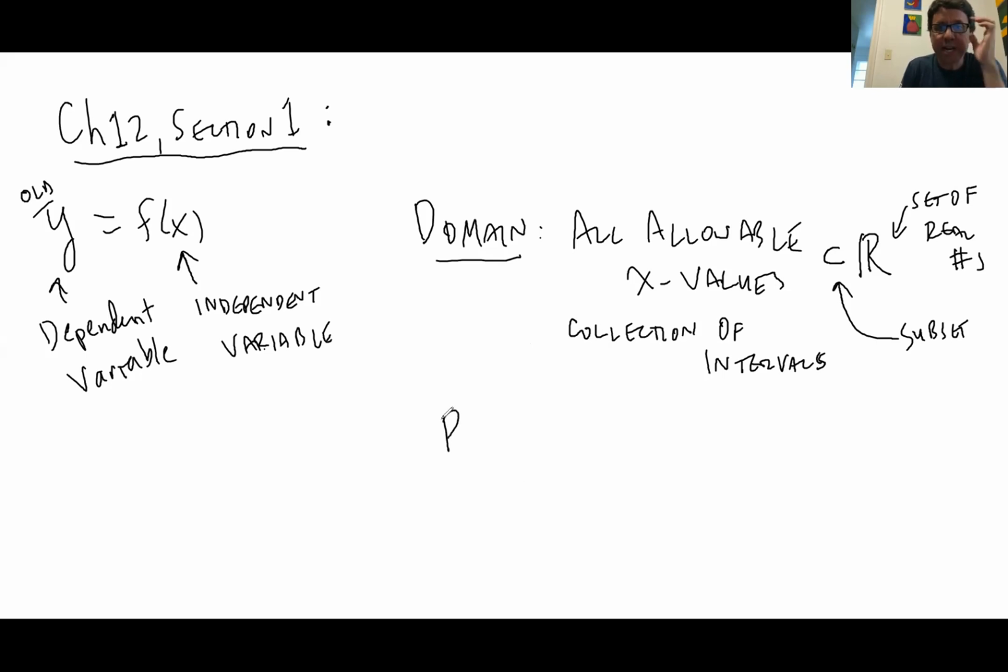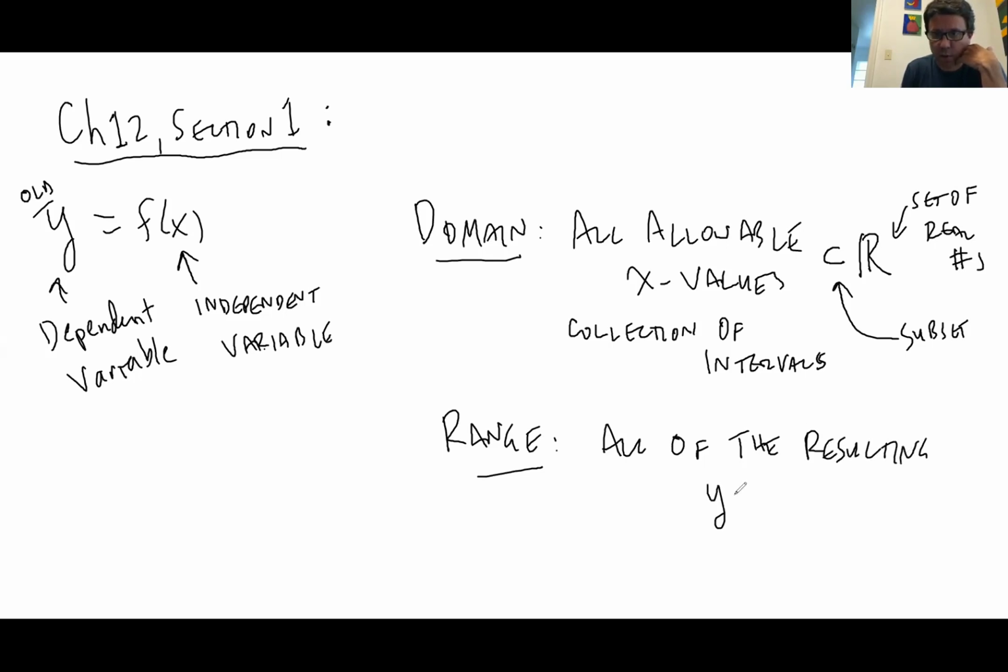And then the range is all of the resulting y-values. So you just take all the values in the domain, plug them into your function, and whatever comes out is the range. This is also going to be a subset of the real numbers. So it's going to be intervals or the whole real line, or something like that. So we've seen a lot of this before.